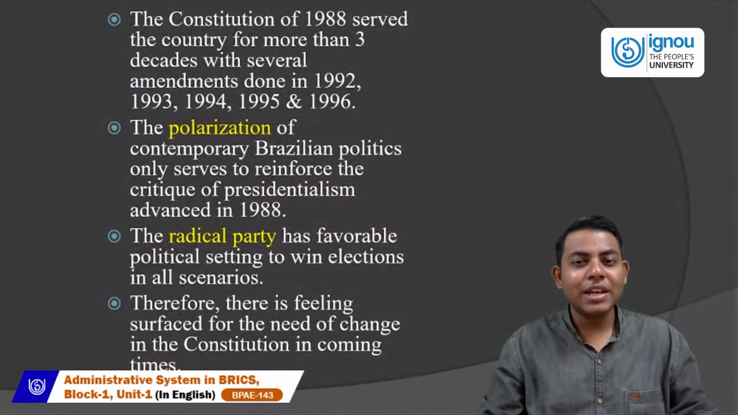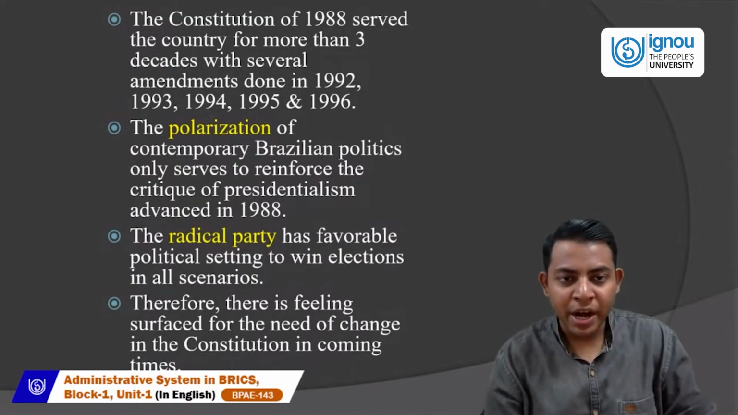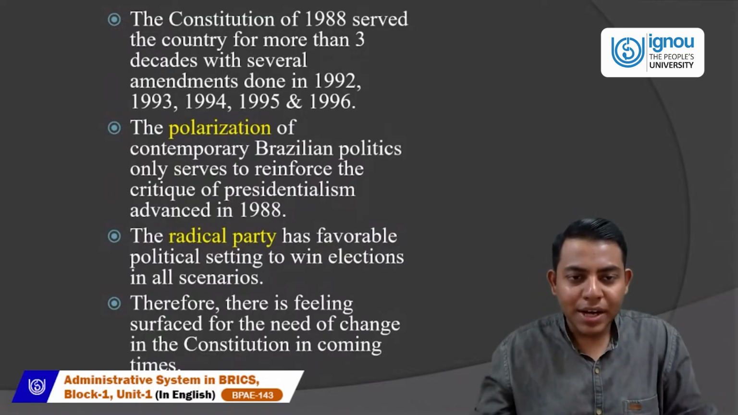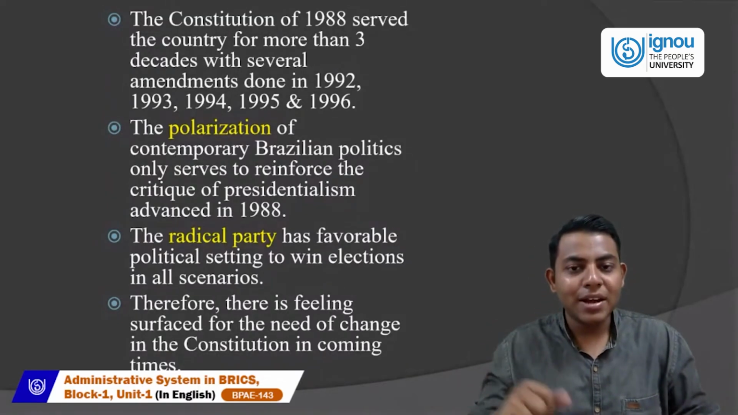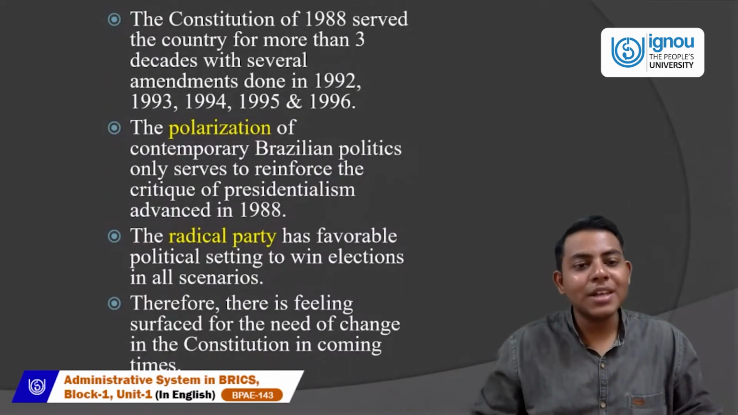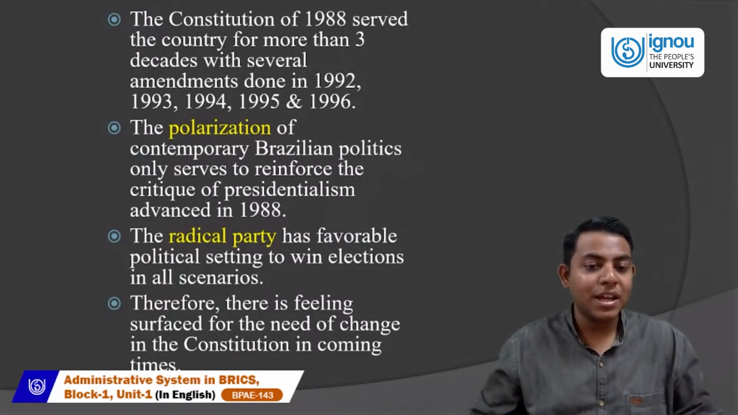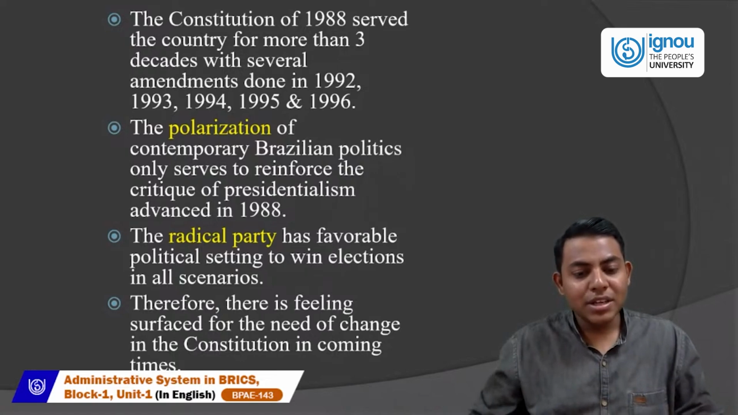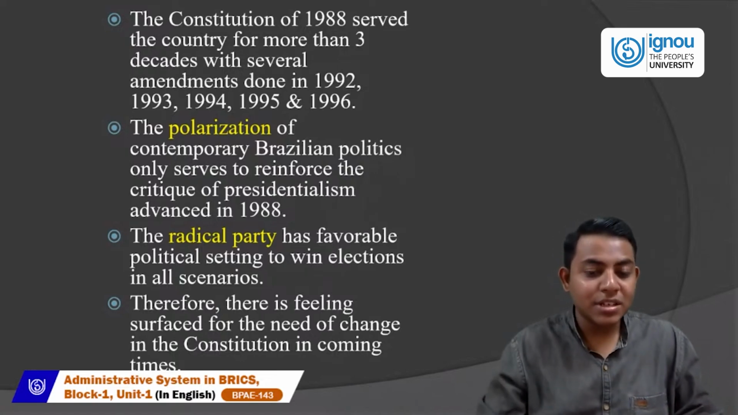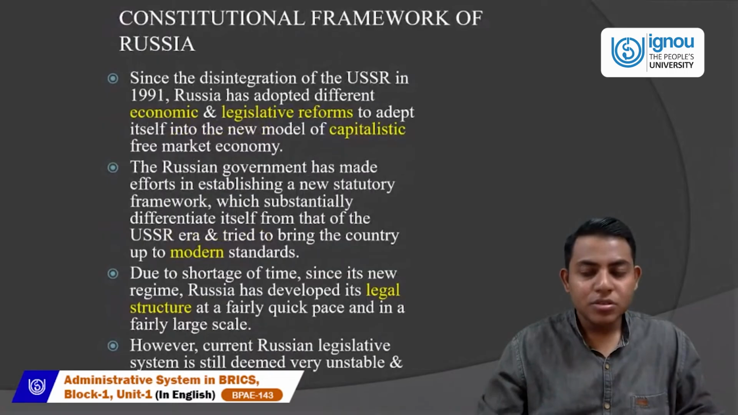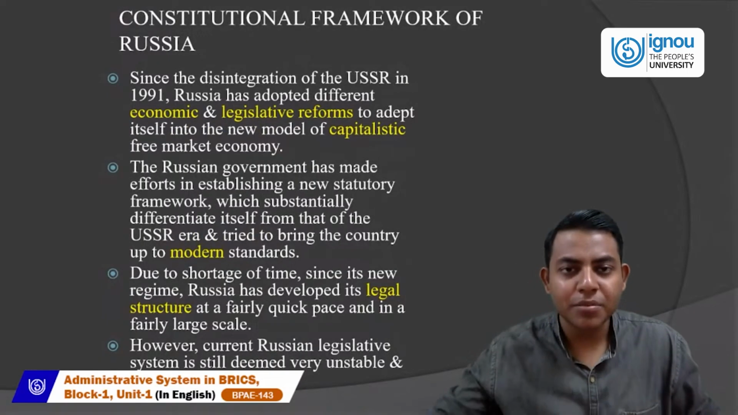The Constitution of 1988 has served the country for more than 3 decades with several amendments that were made in 1992, 1993, 94, 95, and 96. The polarization of contemporary Brazilian politics only serves to reinforce the critique of presidentialism, which was advanced in 1988. And the Radical Party has a favorable political setting to win elections in all scenarios. Therefore, there is a feeling that has surfaced of the need for change in the constitution in coming times. So we have discussed the constitutional provisions of Brazil.